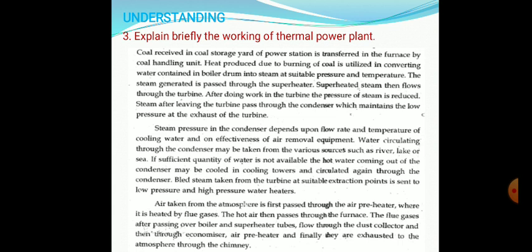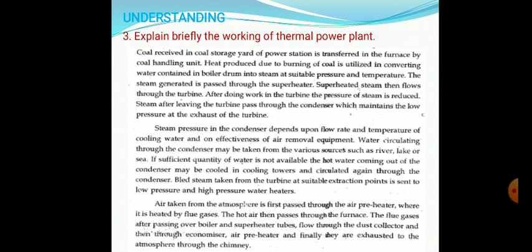If sufficient quantity of water is not available, the water coming out of the condenser may be cooled in cooling towers and circulated again through the condenser. Bled steam taken from the turbine at suitable extraction points is sent to low pressure and high pressure water heaters. Air taken from the atmosphere is first passed through the air preheater, where it is heated by flue gases. The hot air then passes through the furnace.